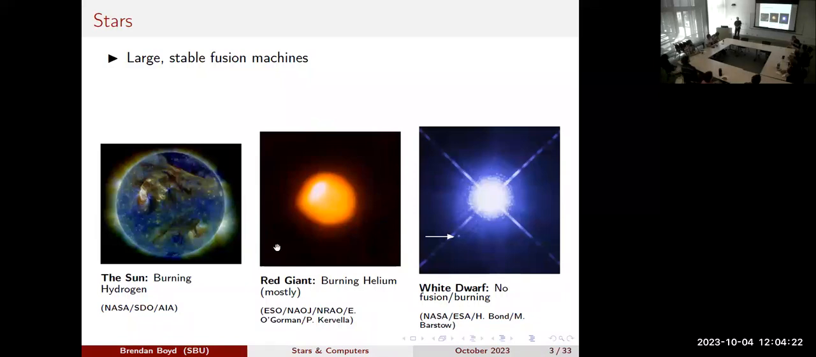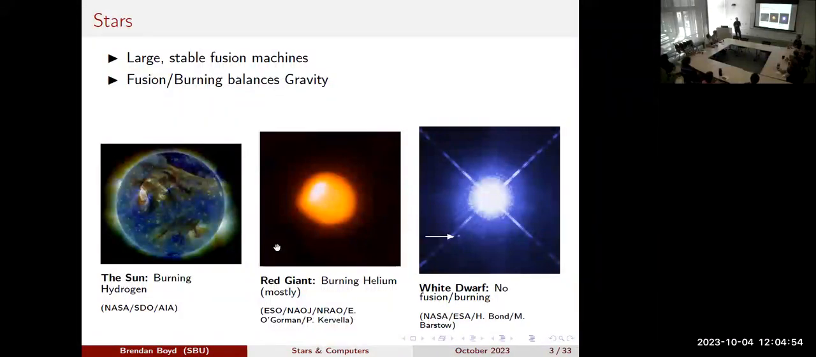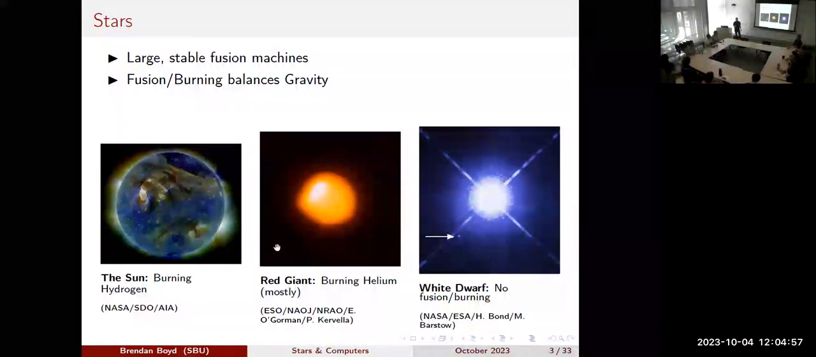So to start off, what is a star? We should all know about one star, that's the sun. It's burning hydrogen. It's in the main stage of a star's life. And these stars you can really think of as just being large, stable fusion machines. They're just fusing elements in the middle, creating energy. That energy is what keeps these from collapsing. Gravity is constantly trying to pull stars into just a little black hole, but it's the fusion and burning that keeps these out.